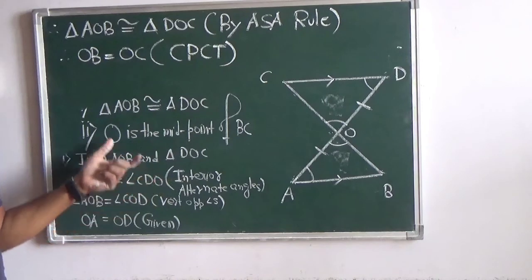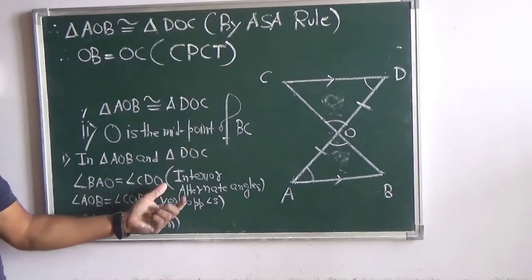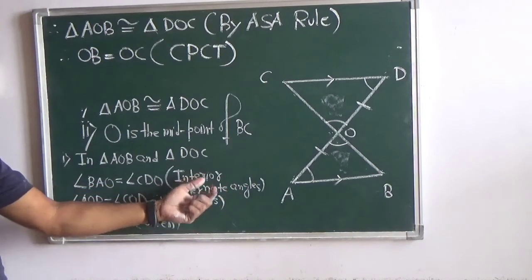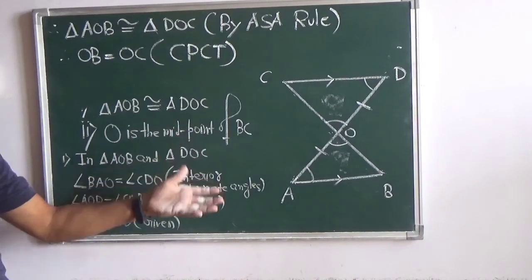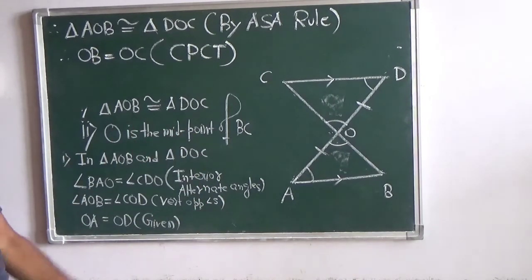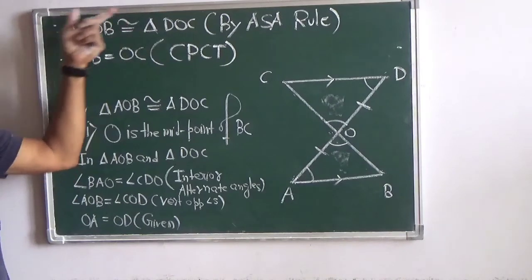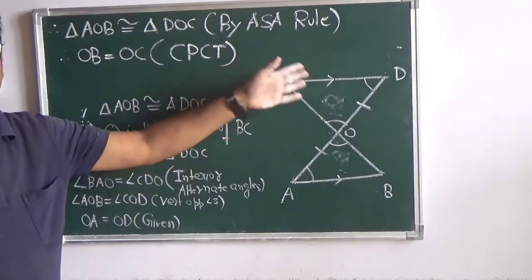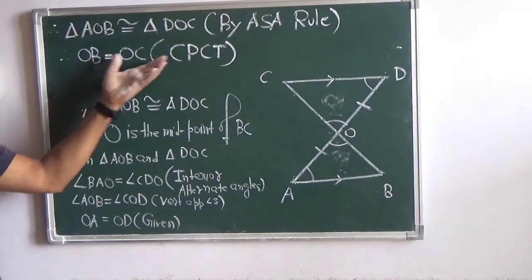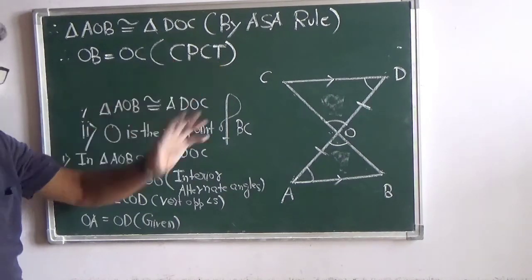So this is how you have proved. This is how you have to write all the criteria and in bracket the reason behind why you are taking the angles to be equal or the sides to be equal. And finally, after proving this congruency, anything you are asked, directly write that is equal to this, and in bracket you write CPCT.